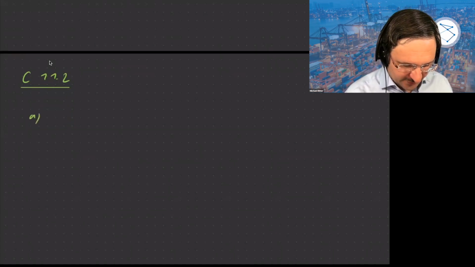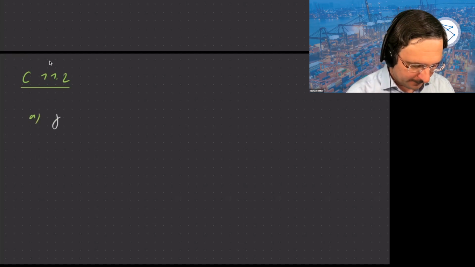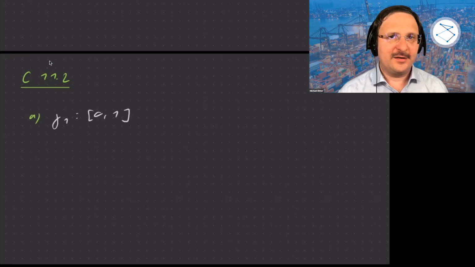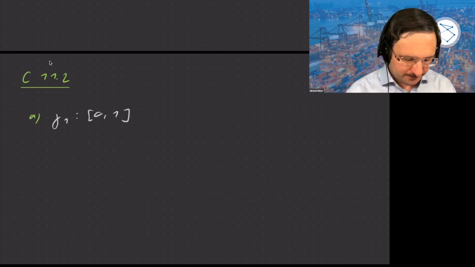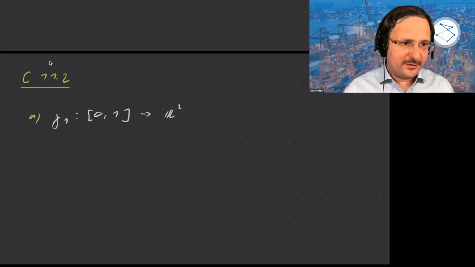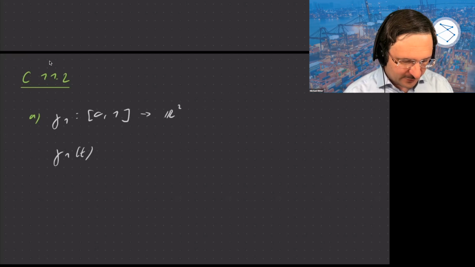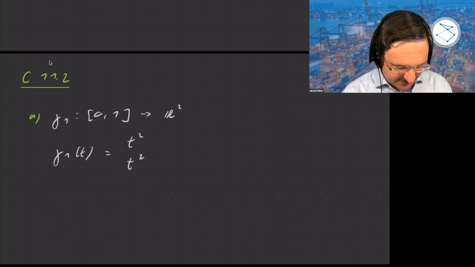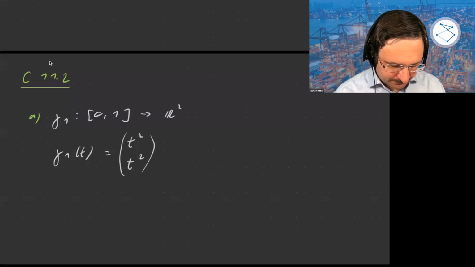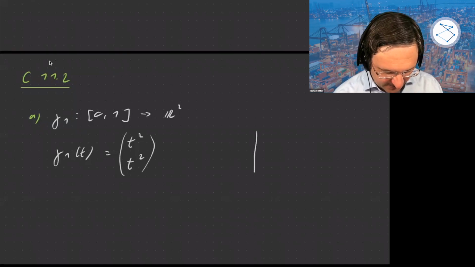So for the first one, we have this parameter space that is the interval from 0 to 1. The curve lives in the plane in R2. And it's given by gamma 1 of t equals t squared. So how does that look like?